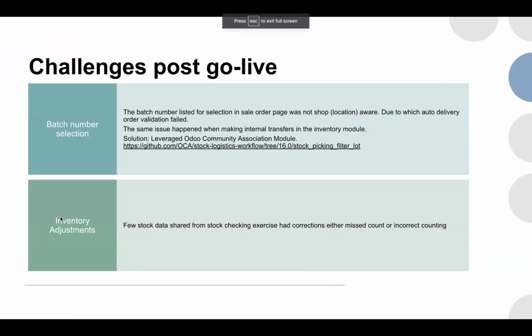Yeah, and then the next one was we had to do a few inventory adjustments wherein some stock data that had been given during the stock checking exercise either had corrections due to a missed count or incorrect counting. One scenario that we saw was, as an example, paracetamol syrup, which was in bottles of 60 ml, and the count was given as 2. But in Odoo, the stock keeping unit was in ml. Now, since in the Excel data we had it as 2, the data got imported as 2 ml, but the actual quantity was 120 ml, 2 into 60 ml. So a few corrections had to be done. For that, we have the inventory adjustments feature in Odoo.